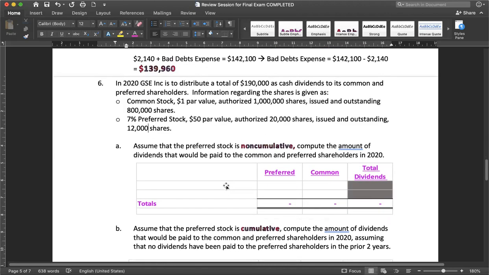So the first thing that we're going to do is assume that the preferred stock is non-cumulative. And what that means is that if the preferred shareholders did not receive dividends in a prior year, then they're not going to receive those dividends. It's just non-cumulative. If you didn't get it, you aren't going to get it. So what we want to know is, how are we going to distribute this 190,000 between the preferred and the common shareholders?